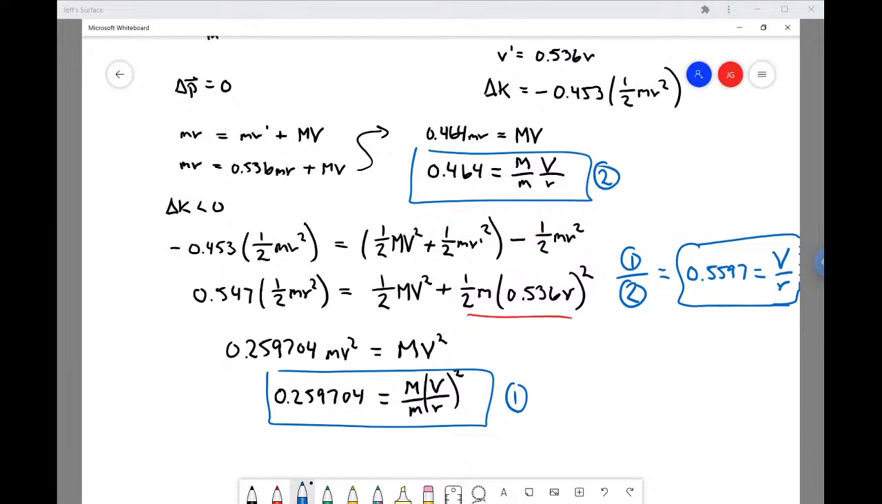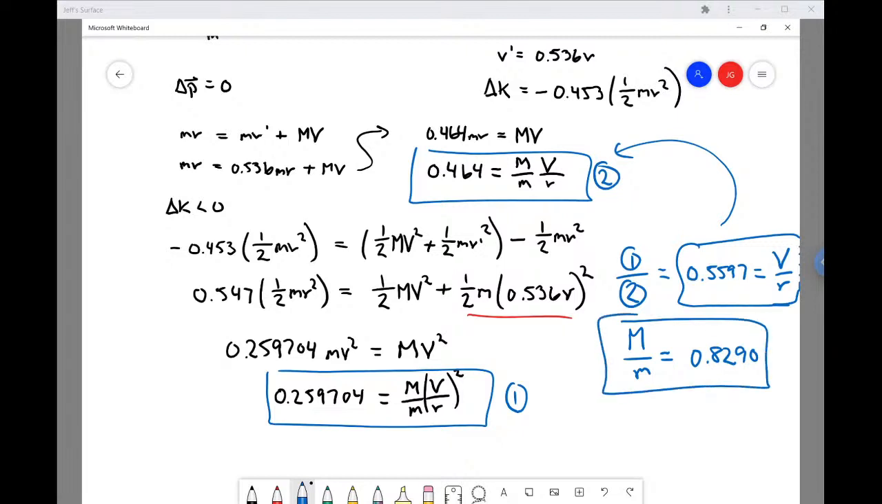All right, and then once we find that, we can plug it back in up here, and we can solve for that other ratio, big M over little m equals 0.8290. Okay, and we're done. All right, those are the two answers that we're looking for.